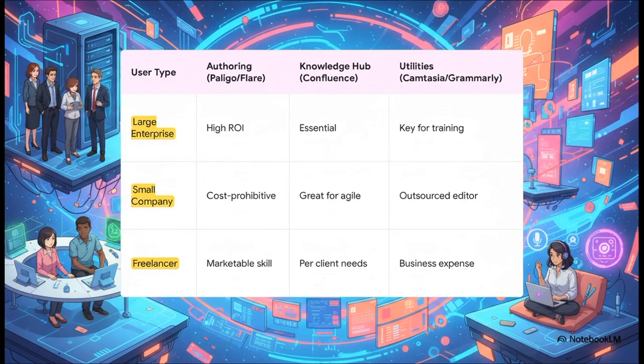If you're in a large enterprise, the huge efficiency boost you get from a tool like Paligo or Flare easily justifies the cost. You get a clear return on your investment. But for a small, agile company, that cost is just too high. A collaboration hub like Confluence, though, is perfect for their workflow. And then, for a freelancer, it's a totally different ballgame. Knowing how to use Flare is a marketable skill you can put on your resume, while a utility like Grammarly is just a necessary cost of doing business professionally.